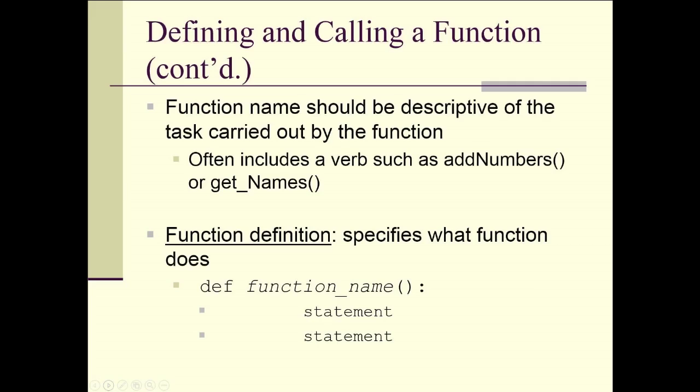Now, how do you write it? In Python, def is the keyword. You're going to put a function name, and then you're going to put empty parentheses for right now, followed by a colon. The colon automatically gives us an indent for all the rest of the statements, so that forms a block of code that belongs to that function.